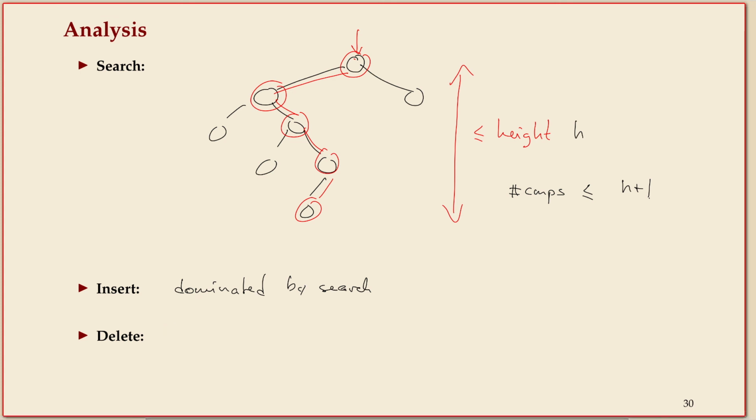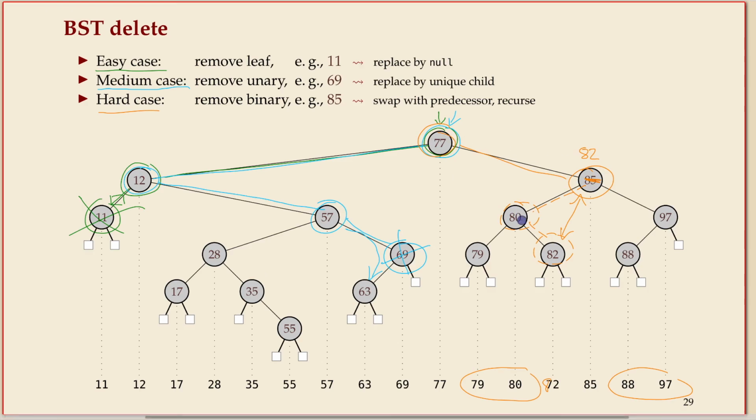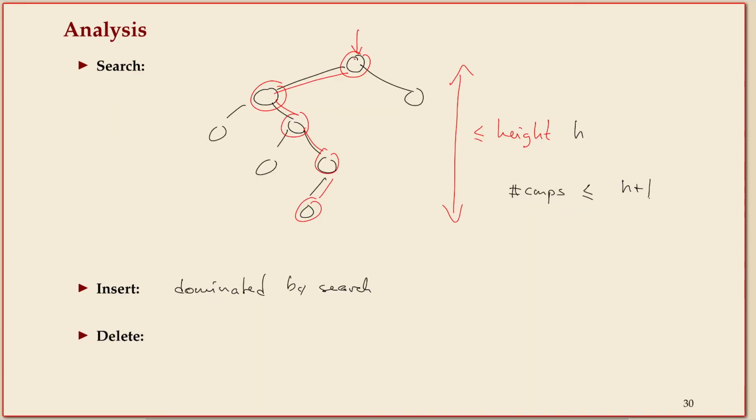And delete is a little more tricky if you look at the different cases. But even the hard one, if you combine the two orange paths that we followed, so if you have a hard case, the first search stops somewhere in the middle of the tree. But then you continue from there. So in total, you still just follow one big path. And so again, it's bounded by the height. So it's really, everything depends on the height of this binary search tree.